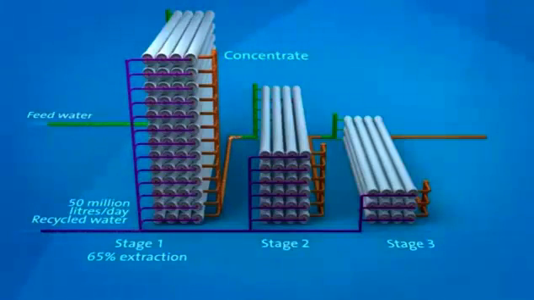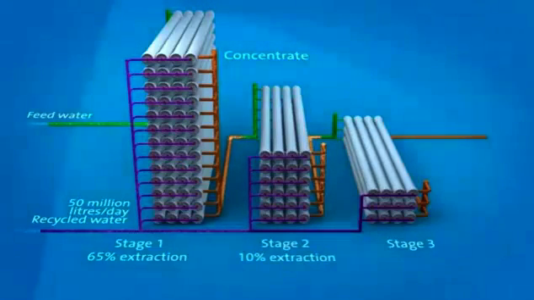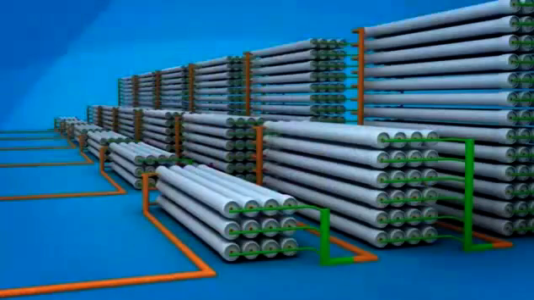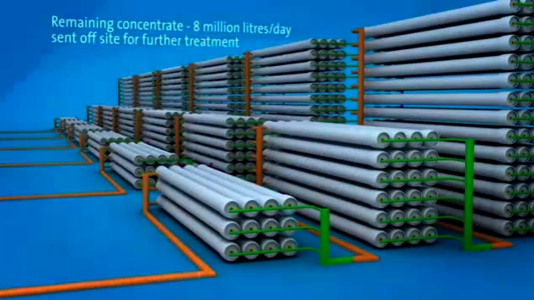65% of recycled water is extracted at Stage 1. The remaining 35% is passed through Stage 2, where a further 10% is extracted. The final 25% is passed through Stage 3, where the last 5% of recycled water is extracted. 80% of all feed water is recovered as recycled water. The remaining concentrate contains so much salt and impurities that to recycle it would not make economic sense. This concentrate stream is sent to the wastewater treatment plant, where it is treated and released into the ocean.